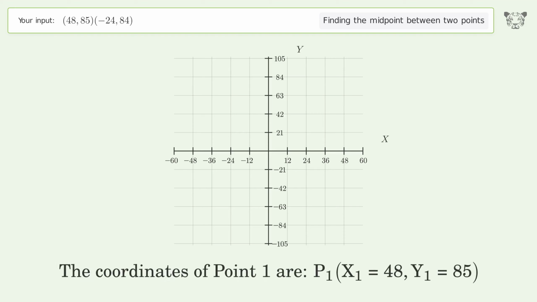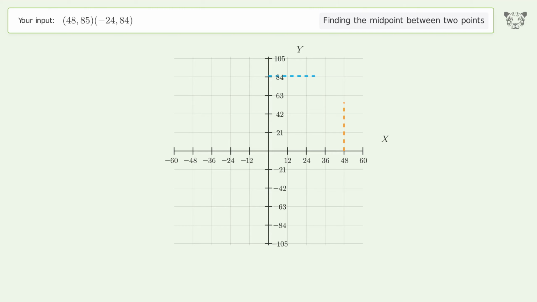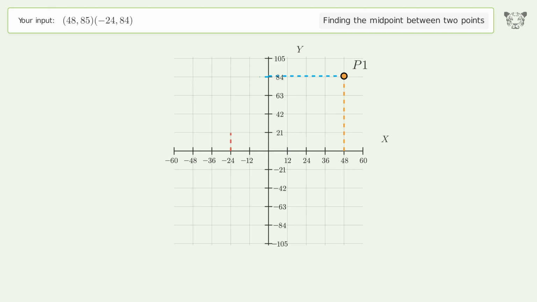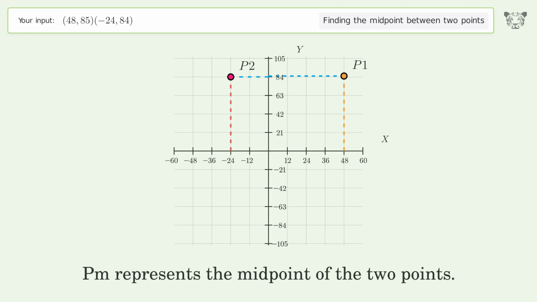The coordinates of point 1 are, x1 equals 48, y1 equals 85. The coordinates of point 2 are, x2 equals negative 24, y2 equals 84. PM represents the midpoint of the 2 points.